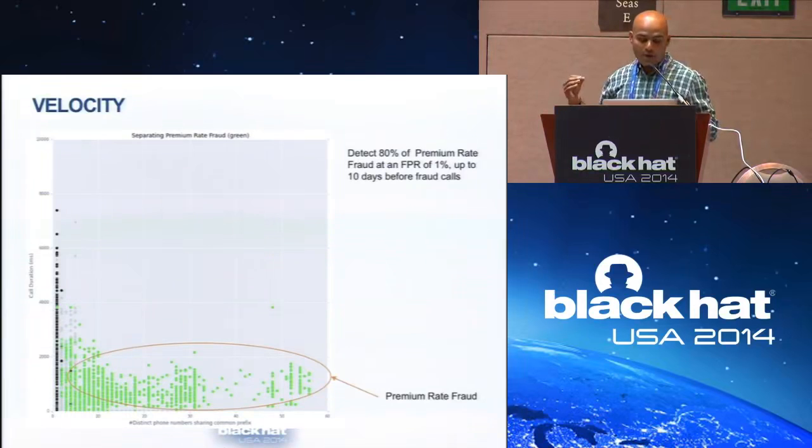Overall, combining that particular feature for phone scanning along with other velocity features, we could detect 80% of premium rate fraud at a false positive rate of 1%. And this is important: up to 10 days before actual fraud calls. So we could detect up to 10 days before fraud calls that a certain premium number was actually fraudulent. So that's an example of how velocity can actually help you to predict fraud.